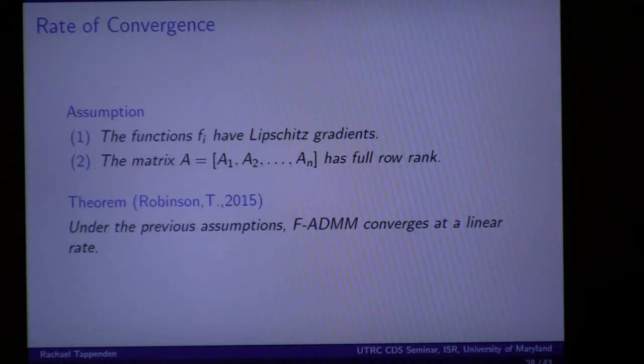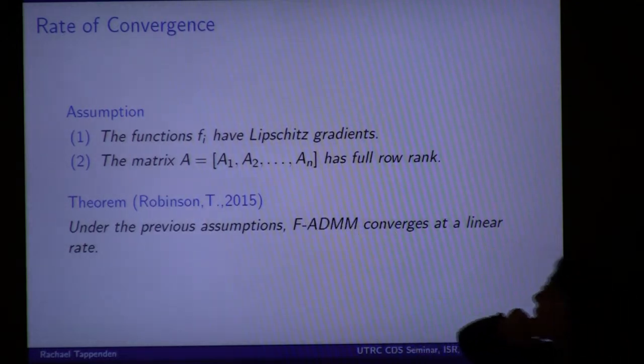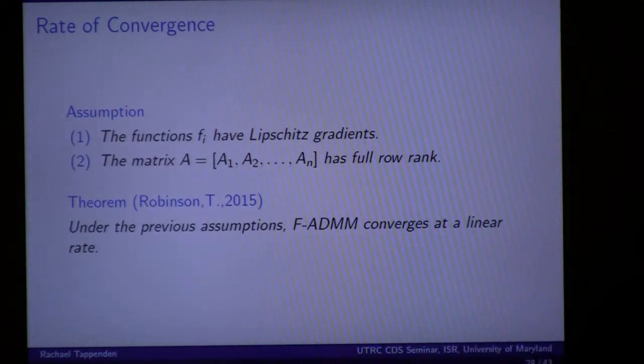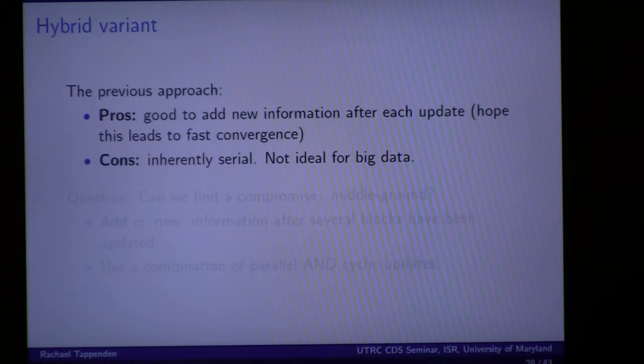So this is convergence. And if we make some more assumptions, if all of the functions have Lipschitz continuous gradients and your matrix has full row rank, then I can get a linear rate of convergence. So this is the hybrid approach.